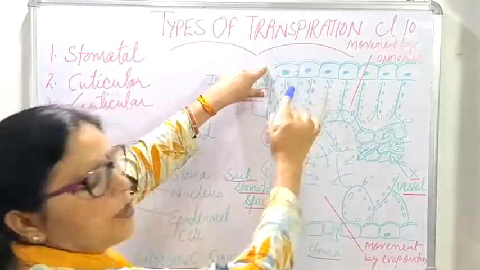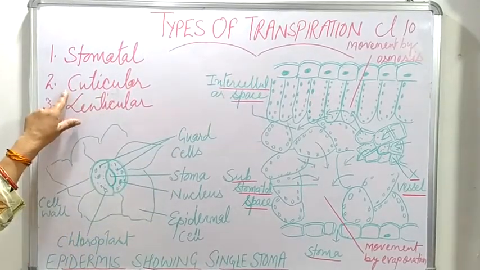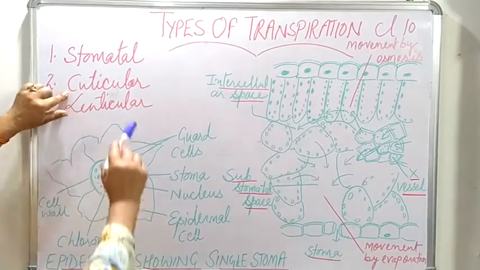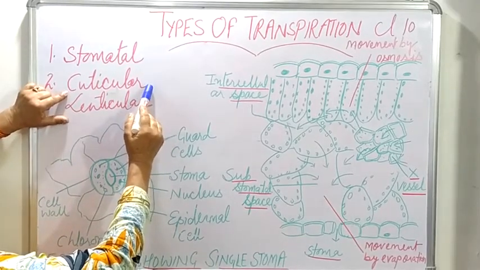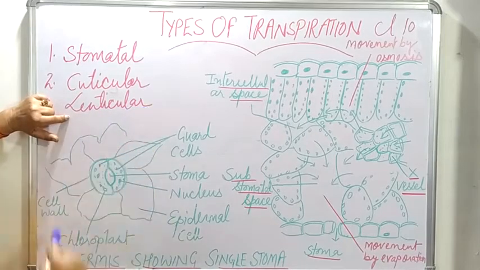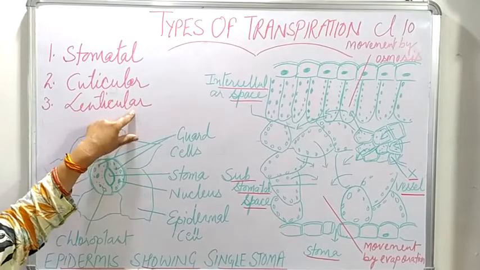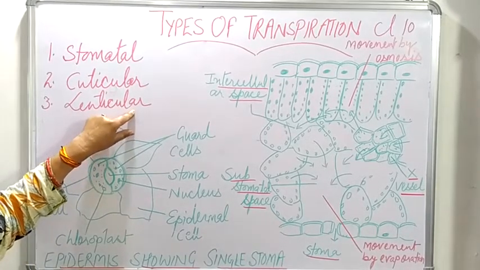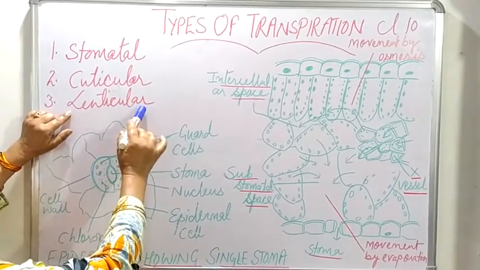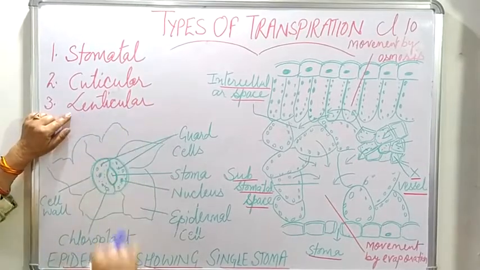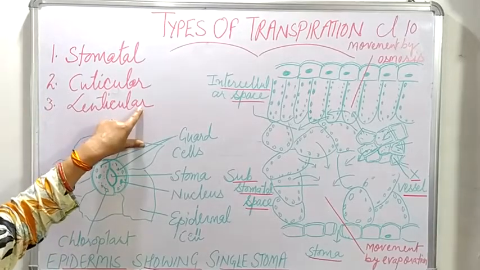So cuticle is the outer layer of epidermis, and if transpiration is taking place through this cuticle, it is known as cuticular transpiration. Although very little transpiration takes place by cuticle and lenticels. Lenticels are small, minute openings only on old stems. In old stems there are minute openings and these openings are called lenticels, and if these lenticels lose water by transpiration, then this is known as lenticular transpiration.